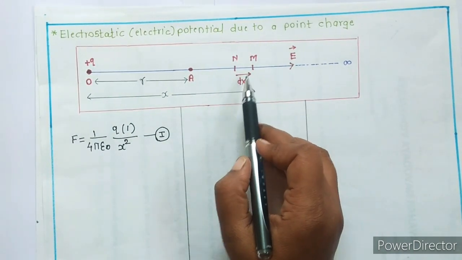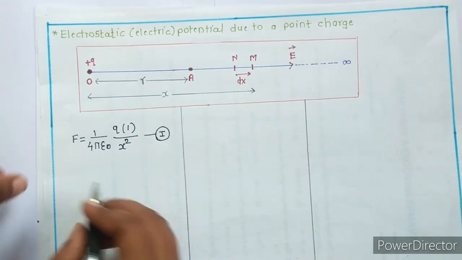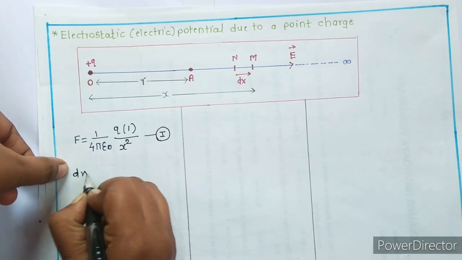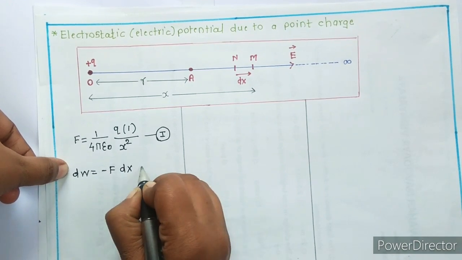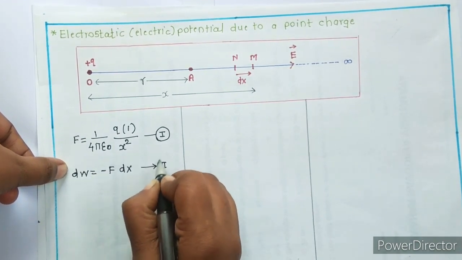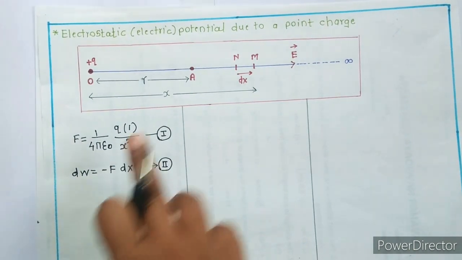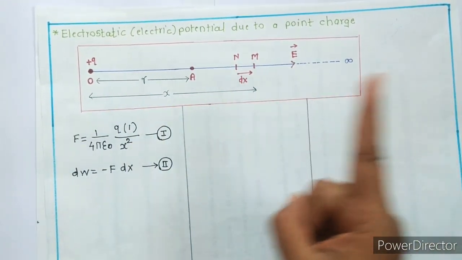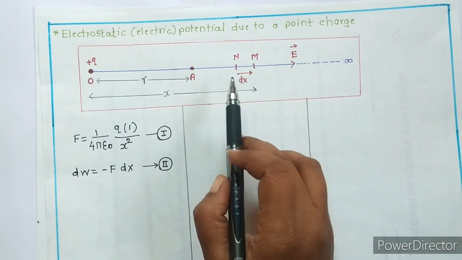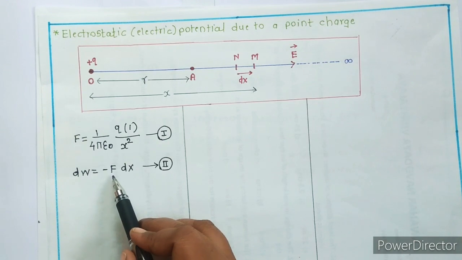Now for a small displacement dx from point M to N, the amount of work done is given by dW is equal to minus F dx, which is my second equation. Here the negative sign indicates that the force of repulsion is like this and the displacement is like this. That means the force and the displacement are opposite to each other. Therefore I have put a negative sign here.